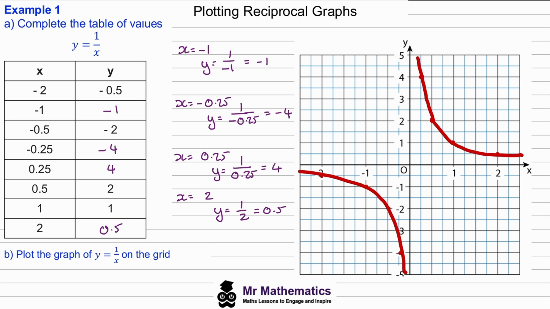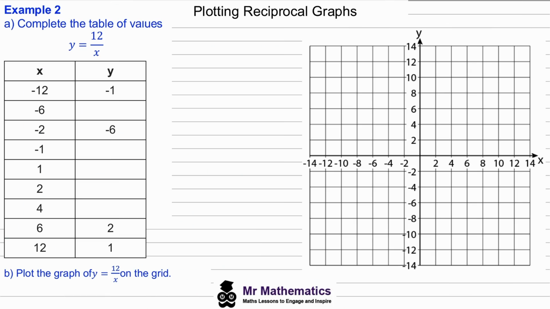If we look at example 2, we've been given the equation y equals 12 over x. Do you want to try and complete this table of values? You can pause the video and come back when you're ready. Okay, so welcome back if you had a go. When x equals negative 6, we'll have 12 divided by negative 6, and this will give us negative 2. When x is negative 1, we'll have 12 divided by negative 1, which is negative 12.